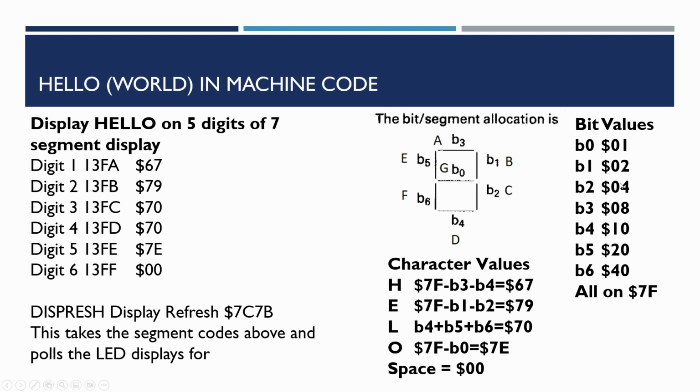For E, we need to take away B1 and B2. B1 and B2 combined is 6, so that makes 79. For L, we're only going to have B4, B5, and B6, so that's 70. And for O, we've effectively got all the segments without the middle one, which is B0, so that's just 7E. So these are the character values, the 7-segment display values you want. And then the final one will be 00.